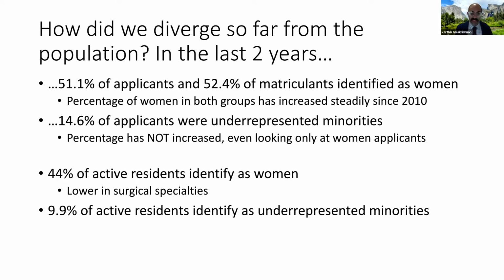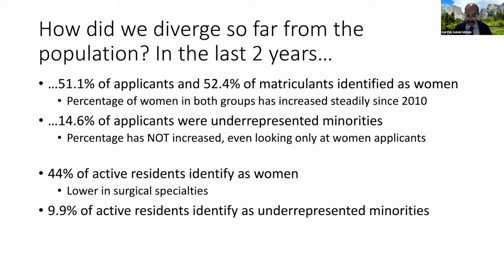Well, if we look at the last few years, in the last 2 years, 51% of medical school applicants and 52% of people who matriculated in medical schools in the US identified as women. And the percentage of women in both groups has increased steadily since 2010, so that's encouraging. In contrast, only about 14.6% of applicants identified as underrepresented minorities, and that has not increased over time.